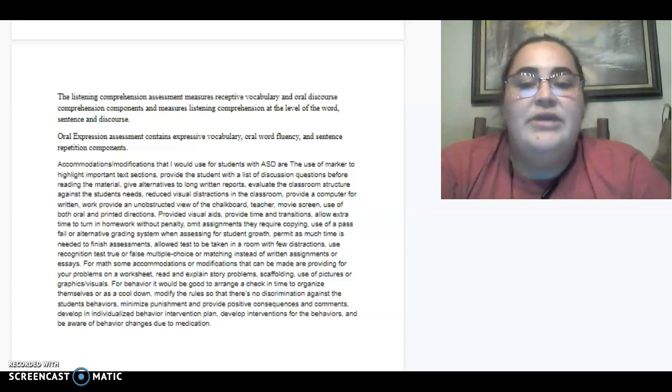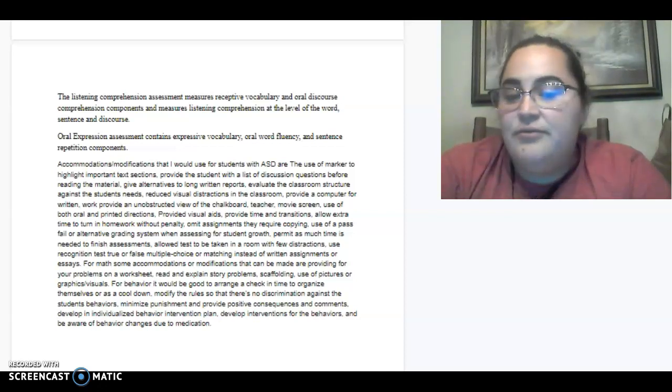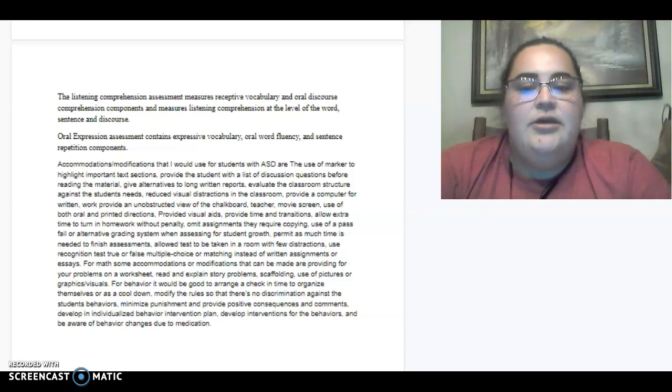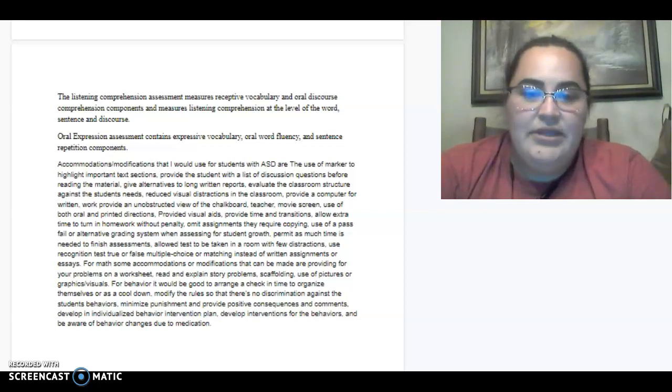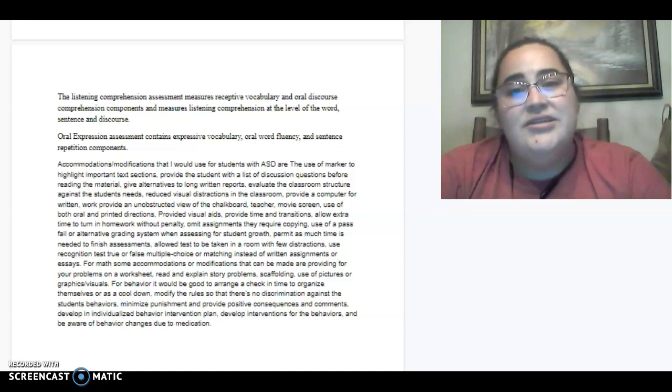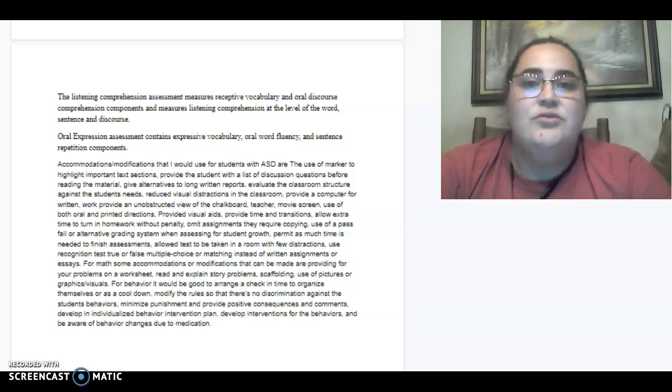For behavior, it would be good to arrange a check-in time to organize themselves or have them cool down, modify rules so that there is no discrimination against their disability because of their behaviors, individualized behavior plans, develop interventions that will support the behaviors that are there, and be aware of the changes due to medications or growth in the student.